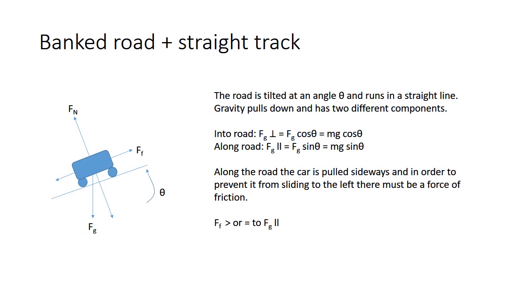Banked road plus straight track. The road is tilted at angle theta and runs in a straight line. Gravity pulls down and has two different components: into the road and along the road. Along the road, the car is pulled sideways. In order to prevent it from sliding to the left, there must be a force of friction. The force of friction must be greater than or equal to the parallel component of gravity.